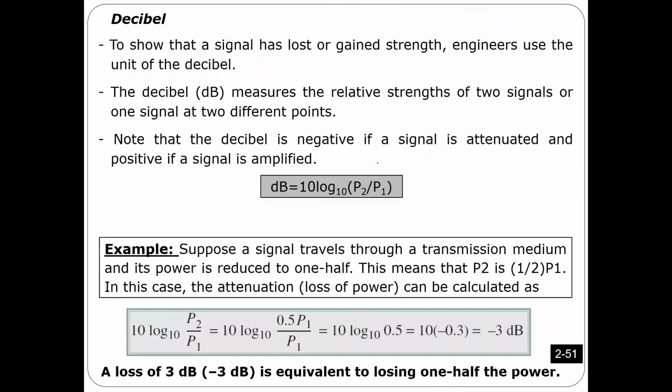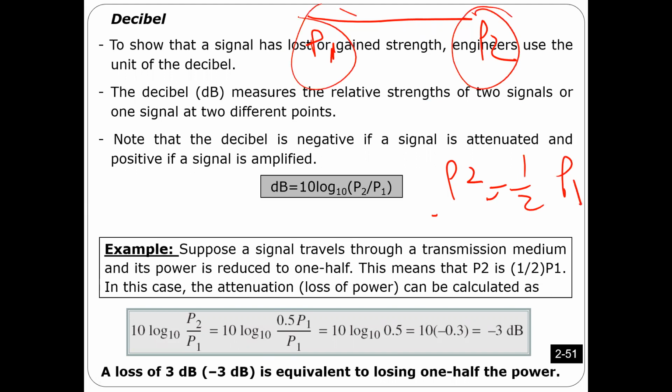Okay. So now, in order to measure this attenuation, we can measure it in two different ways. One way is as a ratio. If you have a cable this way, this is power 1 and power 2. When I say the signal lost 50% of its energy, that means P2 equals half of P1, right? The energy at P2 is half of the energy at P1. That means it lost 50%.